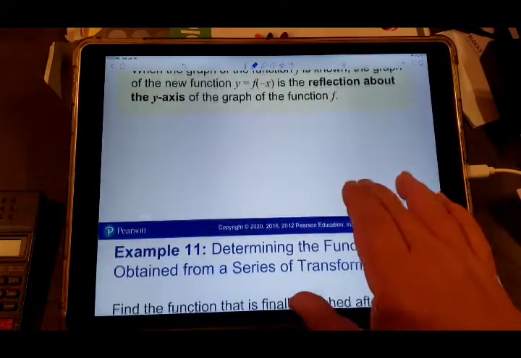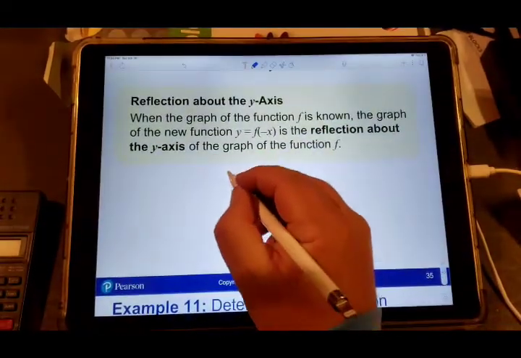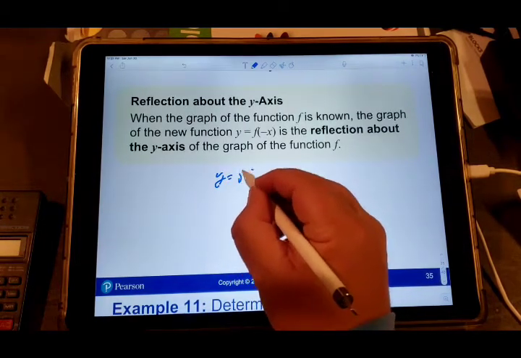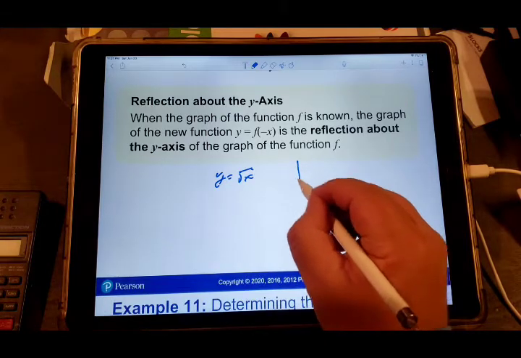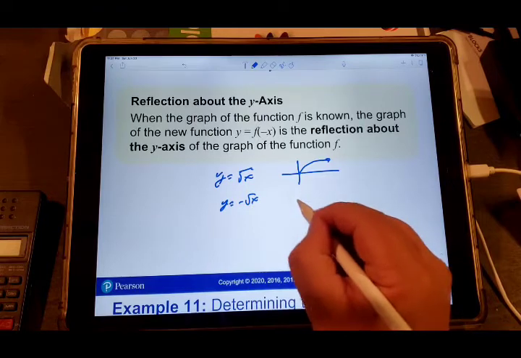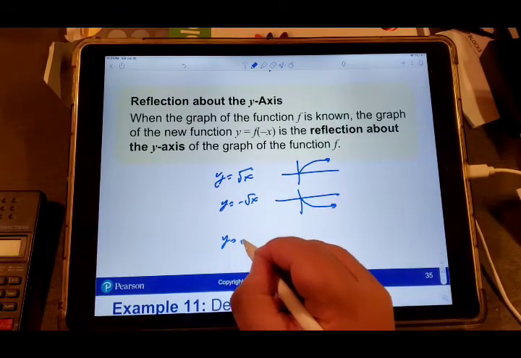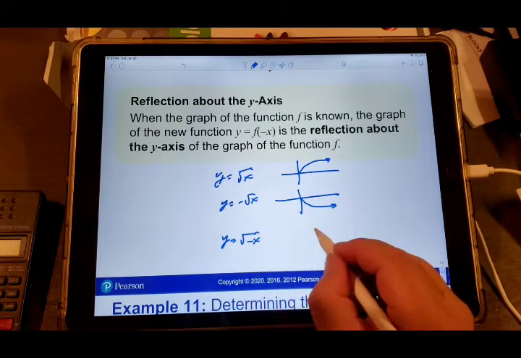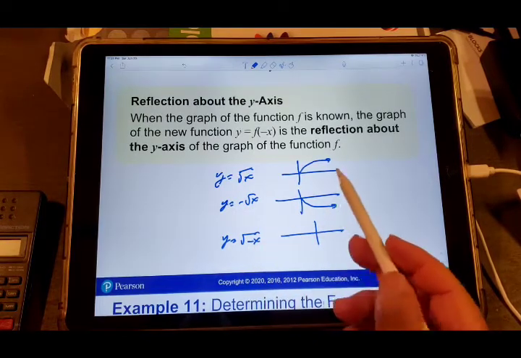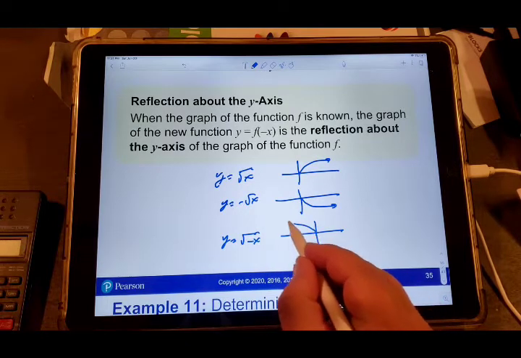Now, one thing I think they were missing there is, let's try that with square root. So what's the difference between y equals the square root of x, and we saw that one, y equals minus the square root of x, and we got to see that one, and y equals the square root of minus x. We haven't seen this one yet, but this one is going to reflect the original graph through the y-axis. So it's going to reflect the graph this way.